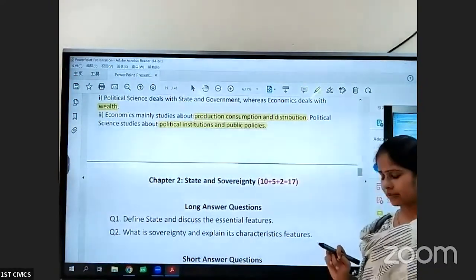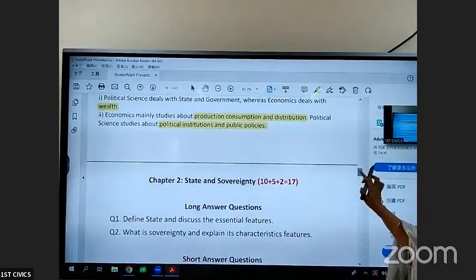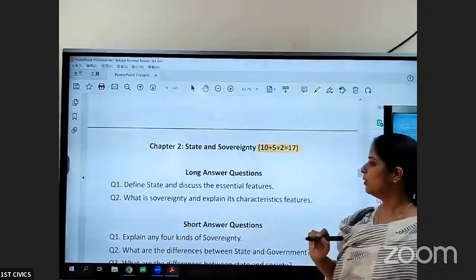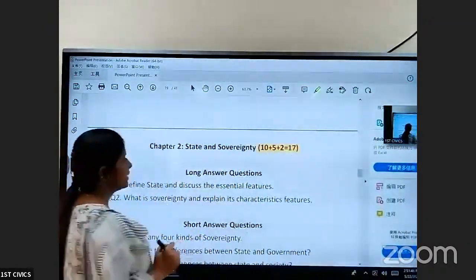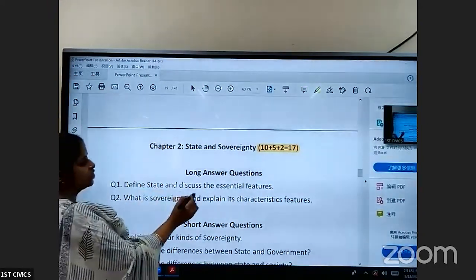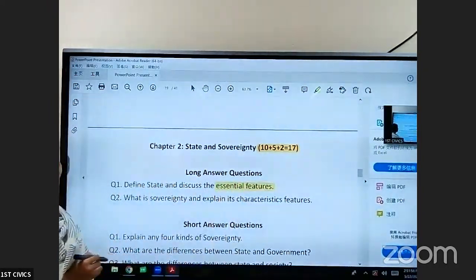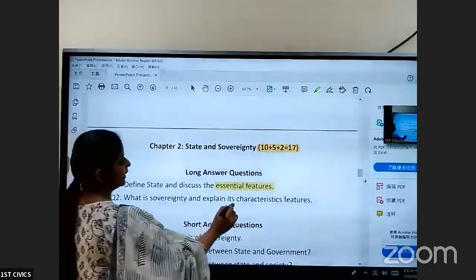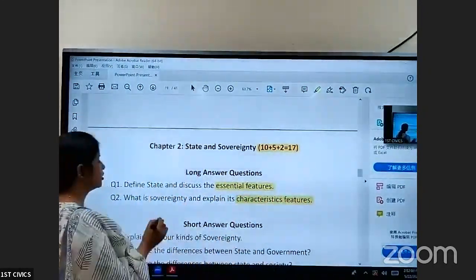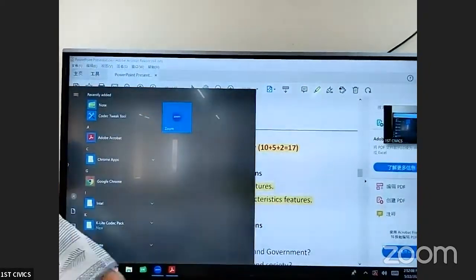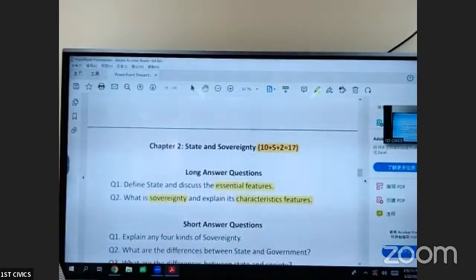Then coming to the second chapter, state and sovereignty. The weightage for this chapter is 17 marks. You will get 1 LAQ, 1 SAQ, and 1 VSAQ. So what are the important questions in this chapter? Mostly the essential features of the state are asked. This is one of the most important questions. Another is the characteristic features of sovereignty, which is another important question.